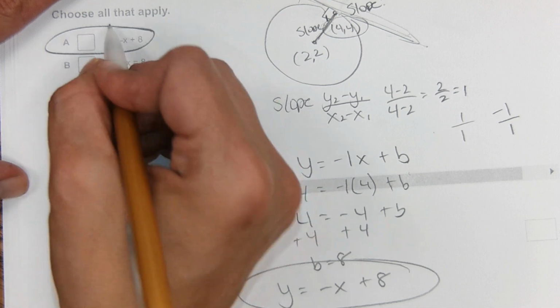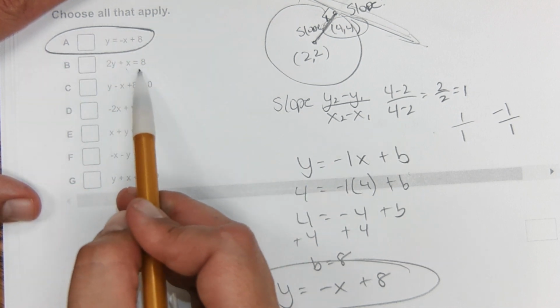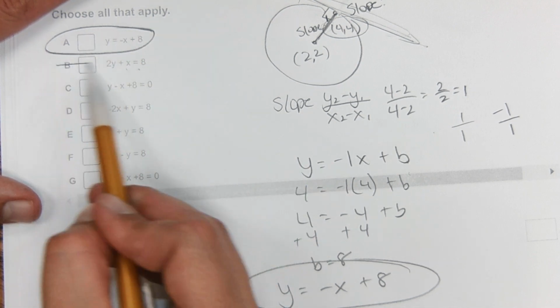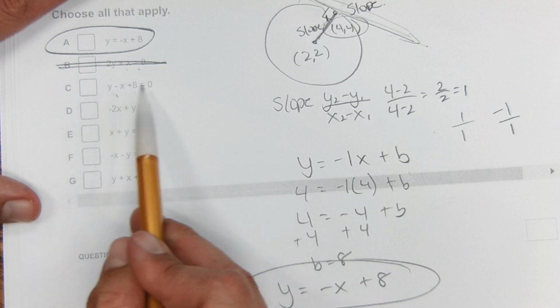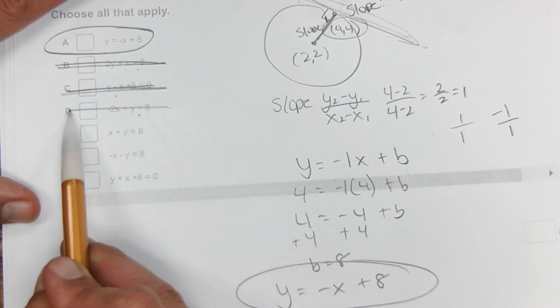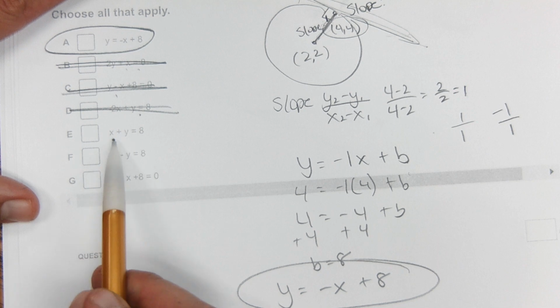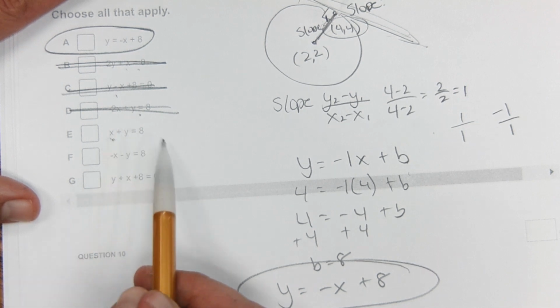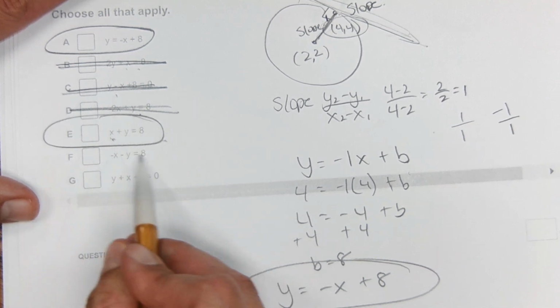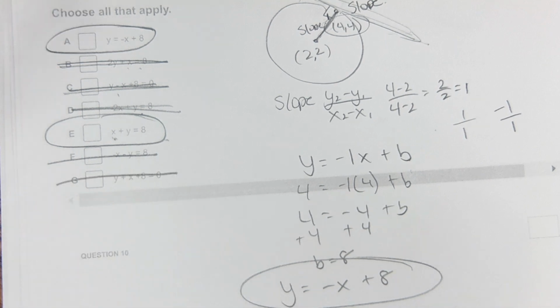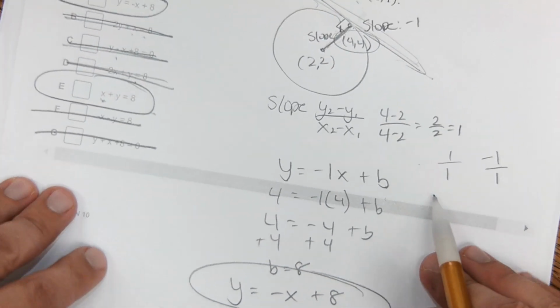It looks like it's this answer. And if I rearrange these, I'm looking for something that equals this. This would not rearrange to that. Neither would this. Nope. This actually would. I could subtract the x on this side to put it over here, and that would be the same equation. And then the other ones don't rearrange to that. So those are the two correct answers.